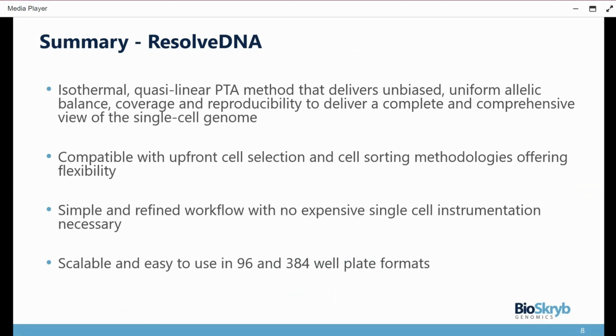Resolve DNA is therefore an isothermal quasi-linear method that delivers unbiased, uniform allelic balance, coverage, and reproducibility to deliver a complete and comprehensive view of the single-cell genome. The chemistry is compatible with upfront cell selection and cell sorting methodologies, offering flexibility. It's a simple and refined workflow with no expensive single-cell instrumentation needed. And it's scalable. Our chemistry can be run in 96 or 384-well formats.